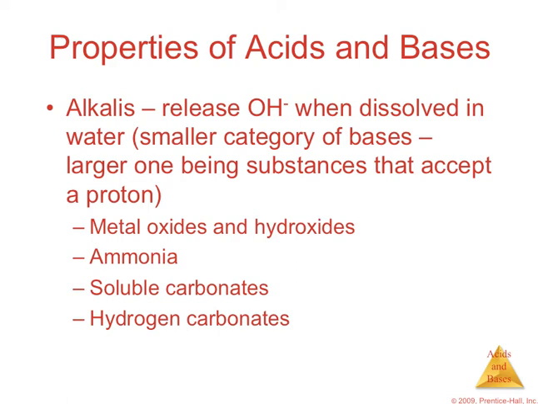Let's talk a little bit more about properties of acids and bases. We're going to talk about a category called alkalis. These release the hydroxide ion when they are dissolved in water. This is a smaller category of bases, a larger category being substances that accept a proton. All right, so 4 types of alkali: metal oxides and hydroxides, ammonia, soluble carbonates, and hydrogen carbonates.